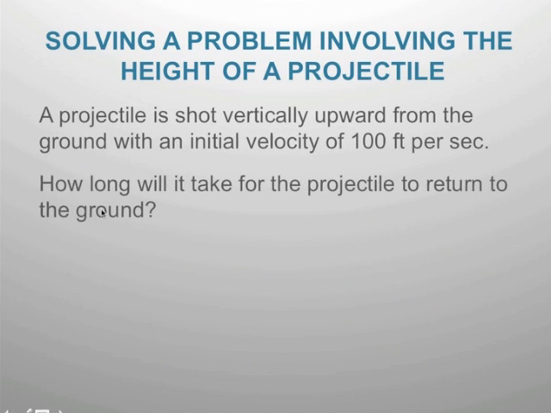Now, a second question we could have, the projectile still shot from the ground. So my s sub 0 is 0 with initial velocity of 100 feet per second. That's my v sub 0. How long will it take it to return to the ground? So I'm looking for a height of 0. So 0 will equal negative 16t squared plus 100t plus my 0, or 16t squared minus 100t will equal 0.